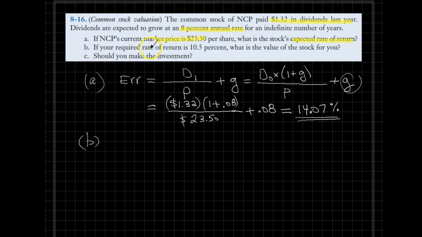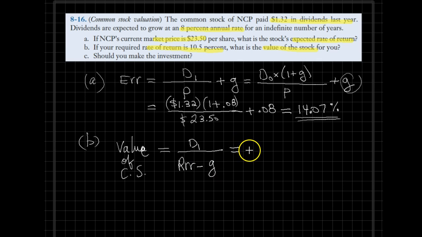In part B, we are given the required rate of return this time, and now the question is about valuing the common stock. So in this part, we will use our valuation formula: the value of the common stock is equal to, again, the dividend in the following year divided by the required rate of return minus the growth rate.